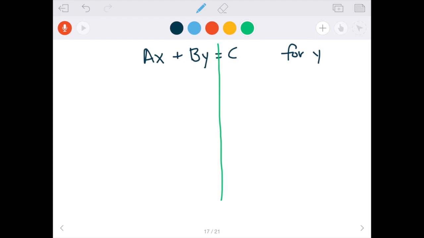AX plus BY equals C. This is a linear equation in standard form. We're going to solve it for Y. So here's where I need to isolate. Since I have a plus sign here, what I want to do first is get rid of this whole term. So I'm going to subtract AX.